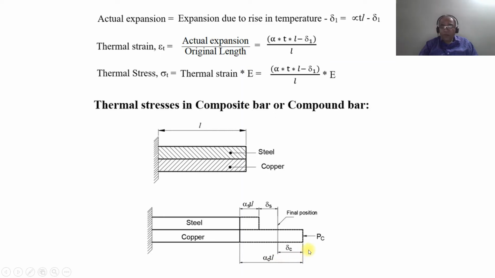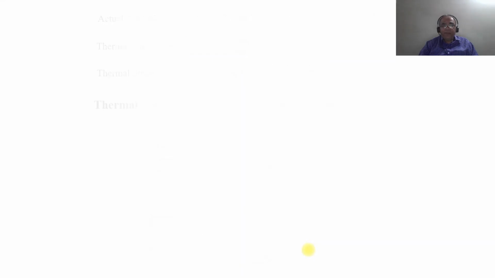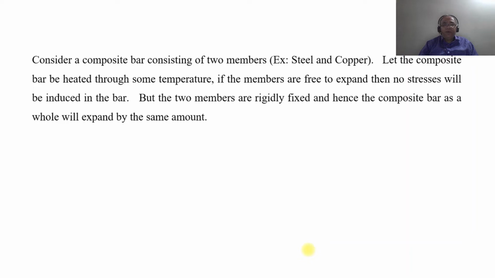So that is the coefficient of thermal expansion of copper, and alpha S will be the coefficient of thermal expansion of steel. Now consider a composite bar consisting of two members, for example steel and copper. Let the composite bar be heated through some temperature. If the members are free to expand, then no stresses will be induced in the bar.